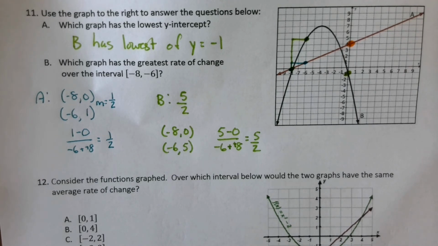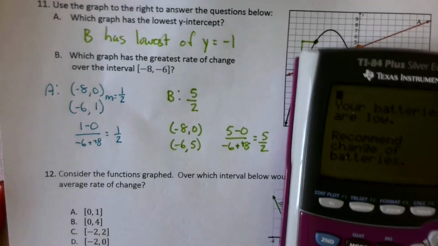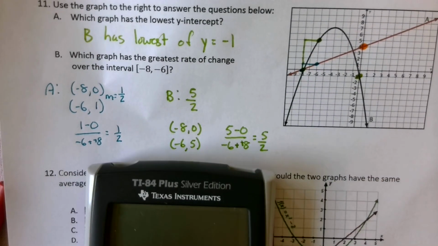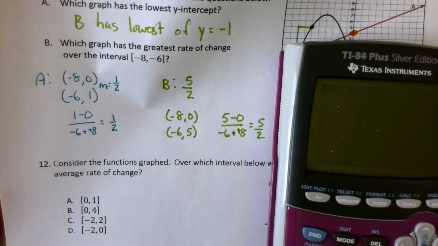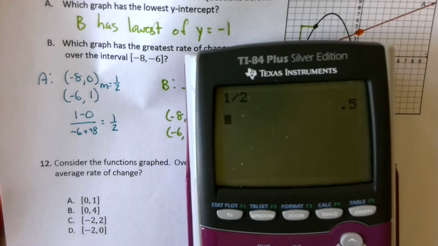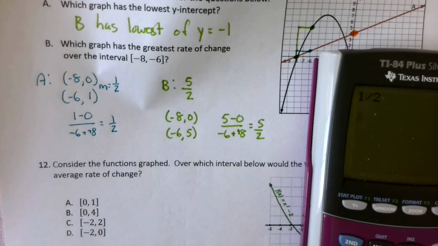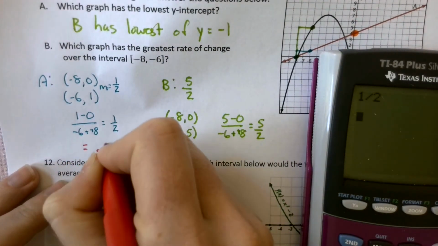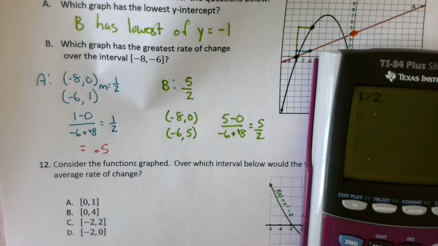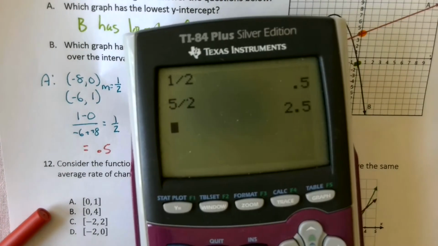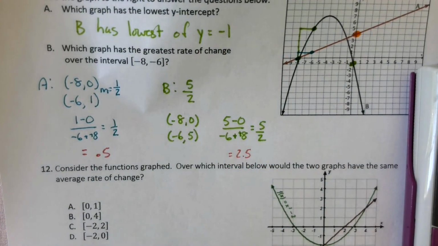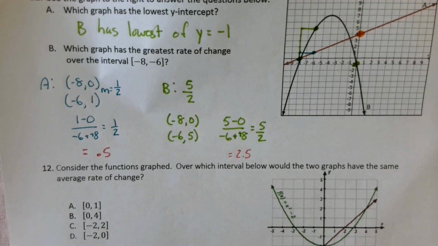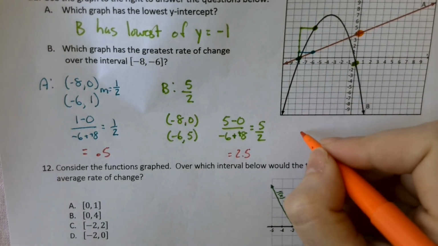So which one has the greatest rate of change? If you're not sure, put it in decimal form, okay? So, whoops, let me see if I can get my calculator up. All right, so 1/2 will give us 0.5, okay? So this one equals 0.5. And then 5 over 2 will give us 2.5. Therefore, graph B has the greatest rate of change.